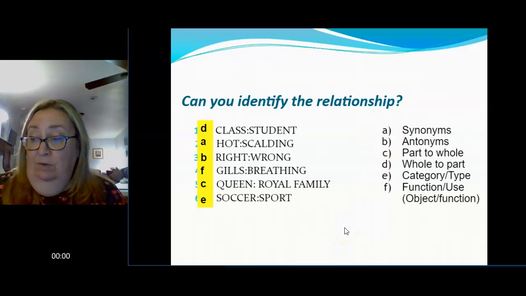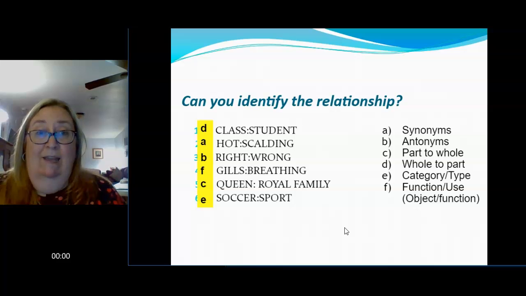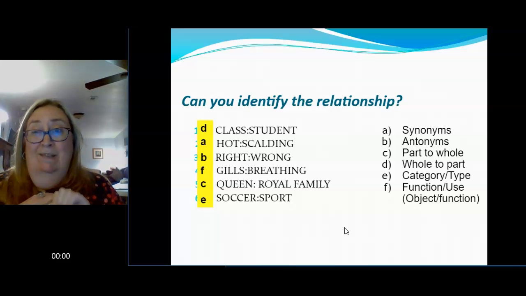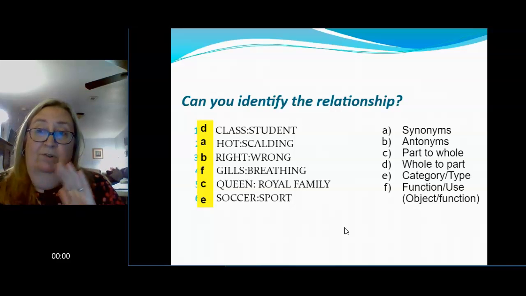I will say on your booklet and on your assignment today, there are only 4 choices, so I put synonyms and antonyms. If it means the same or it means the opposite, it's going to be synonym or antonym. And part to whole, whole to part is going to be one answer. So it doesn't matter which direction it goes in, that's going to be your answer choice.